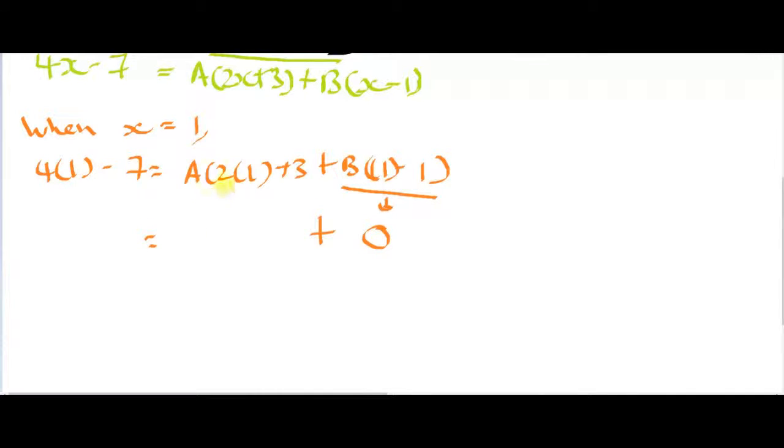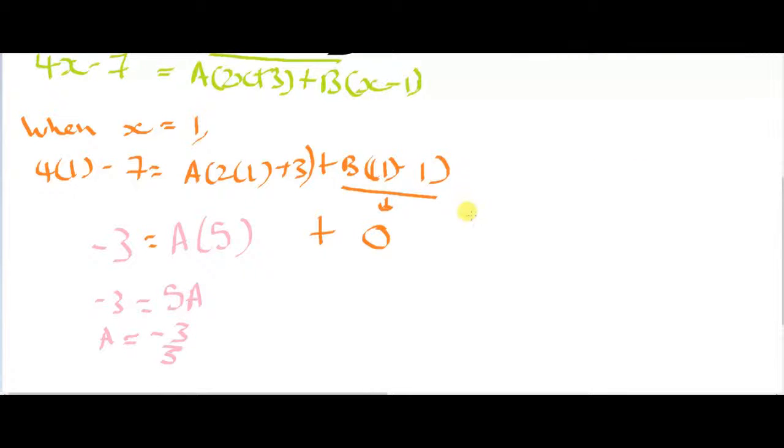We're left with A(2 times 1 plus 3), which is 5, and 4 minus 7, which will be minus 3. So you'll be left with 5A minus 3. Your A will be equal to minus 3 over 5. Okay? Minus 3 over 5.